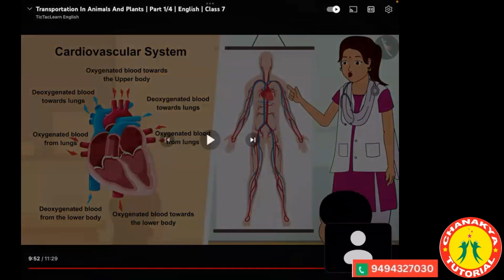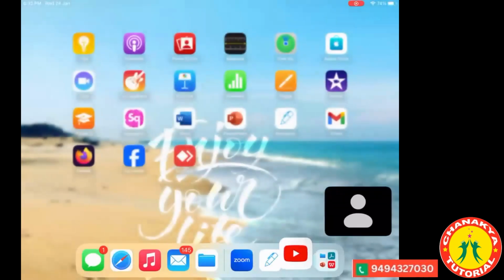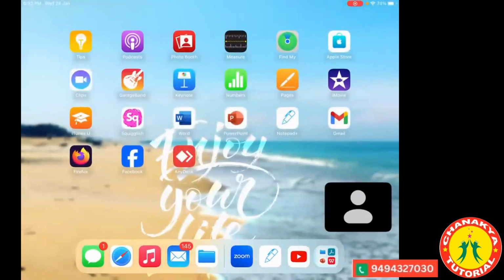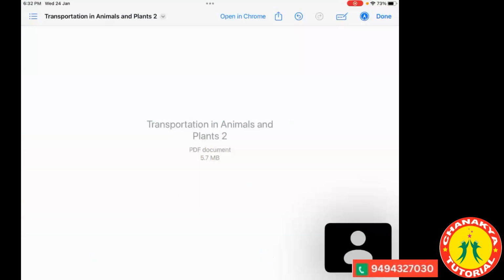So, two different types of vessels you can see in this picture. The red color ones are the arteries, and the blue color ones are called veins. So, arteries basically, what do they do? They will be carrying the oxygenated blood, or I can say they will be carrying the blood which is rich in oxygen.